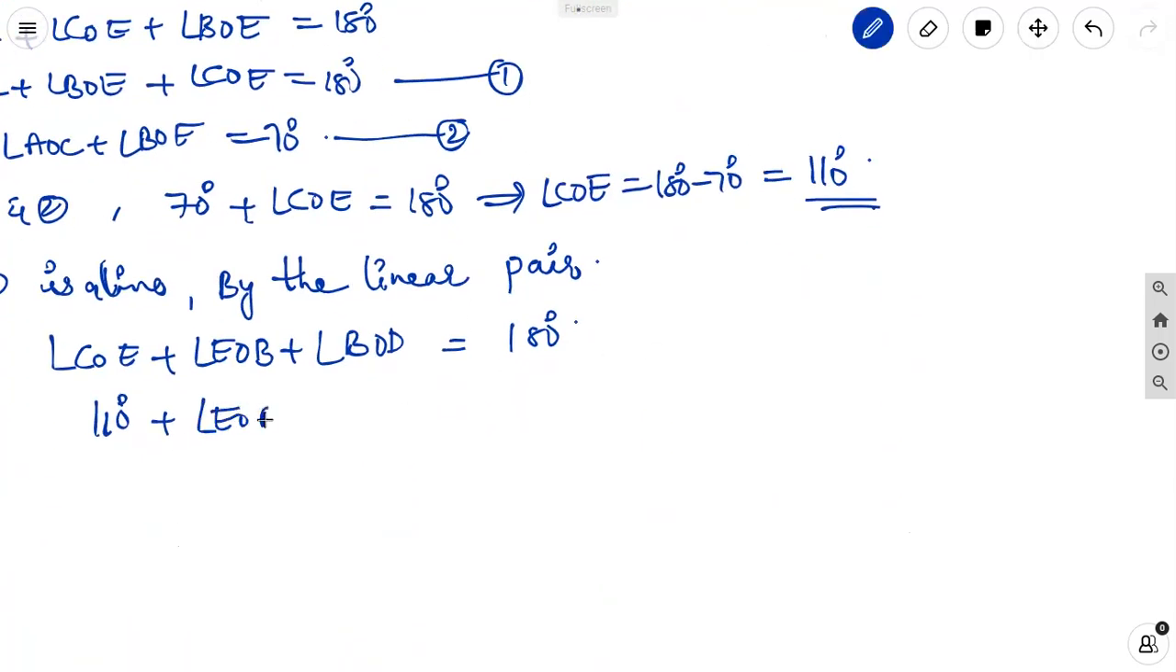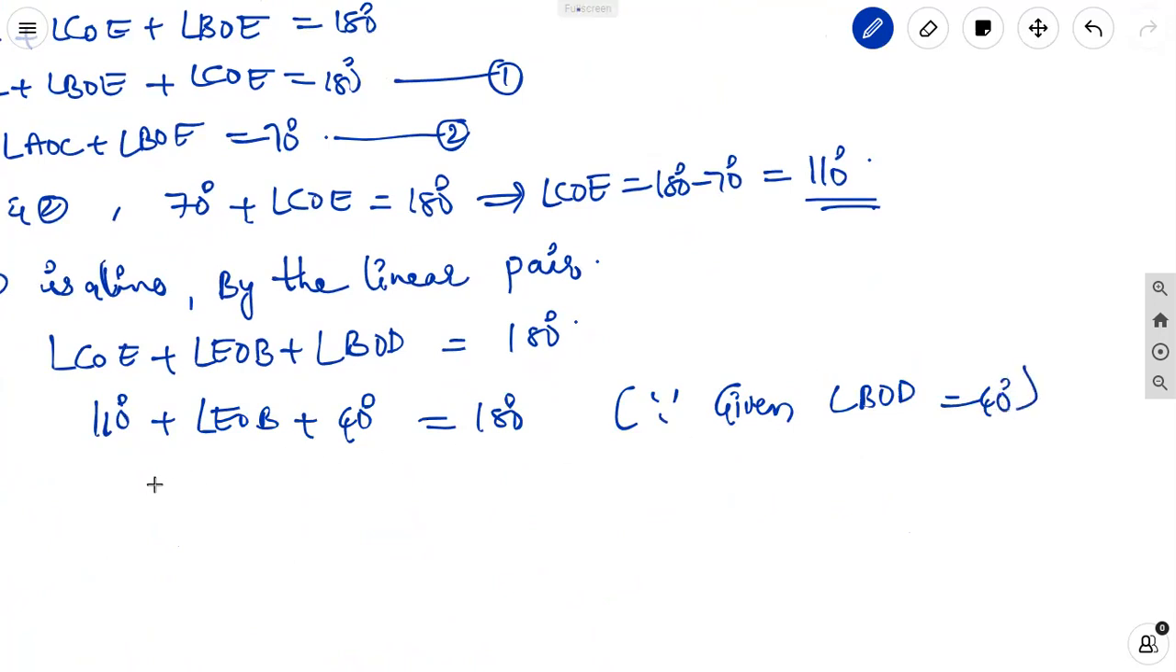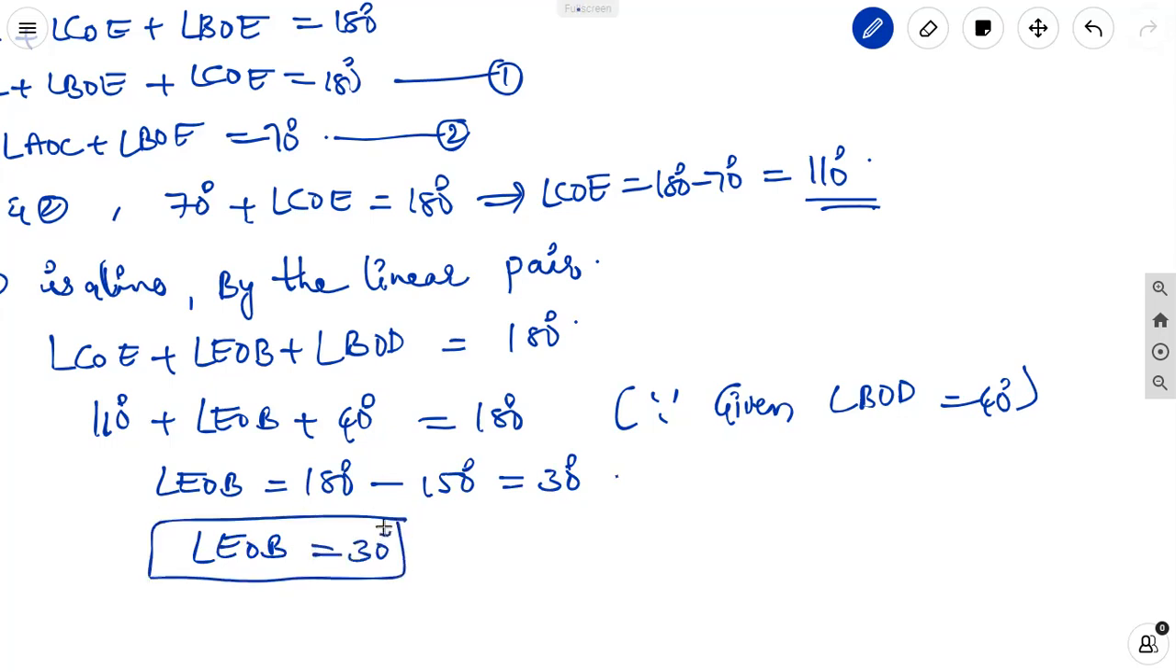Angle EOB plus 40 degrees is equal to 180 degrees, since given angle BOD is equal to 40 degrees. Here, angle EOB equals 180 degrees minus 150 degrees, which is equal to 30 degrees. So angle EOB is equal to 30 degrees.